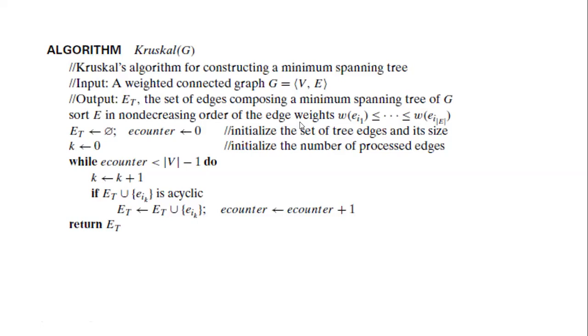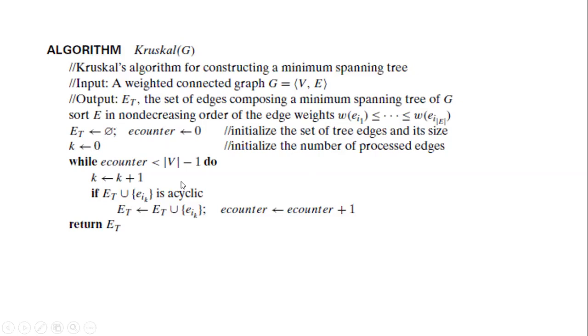Then I have ET, initialize the tree's edges and its size. ET is the edge set and ecounter is 0. That is the size. Then initialize the number of processed edges, that is, how many edges I am going to process. Ecounter is the count of edges included, and for a particular edge, suppose I take AB, what is the weight of AB? Initially it will be 0.